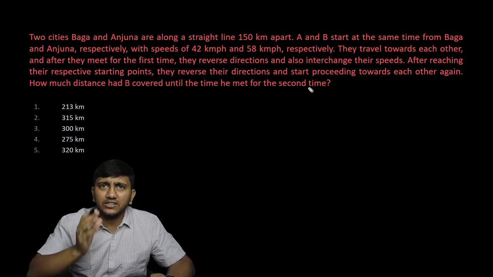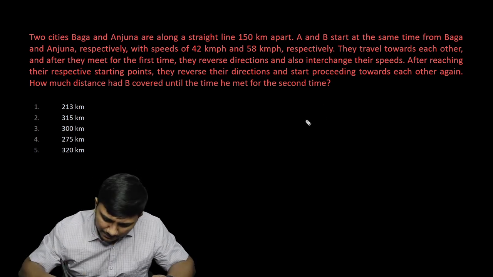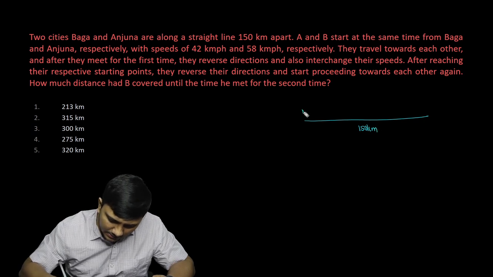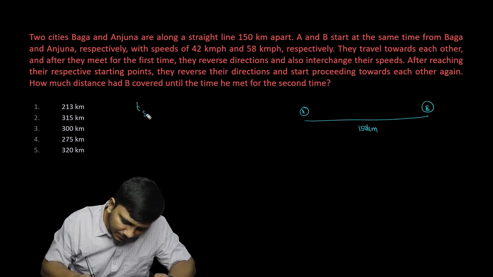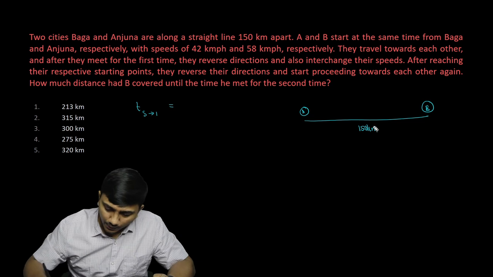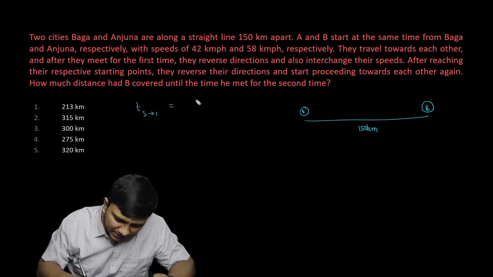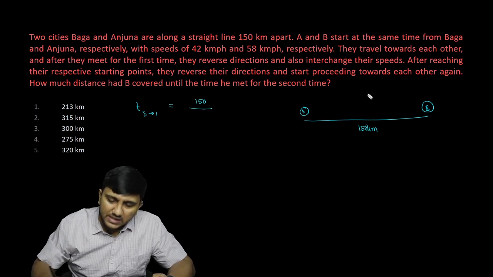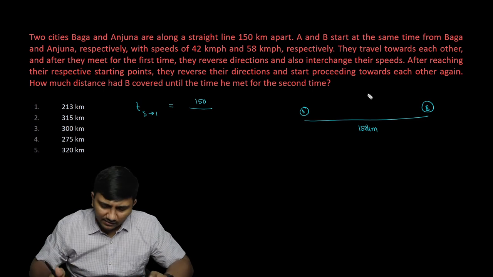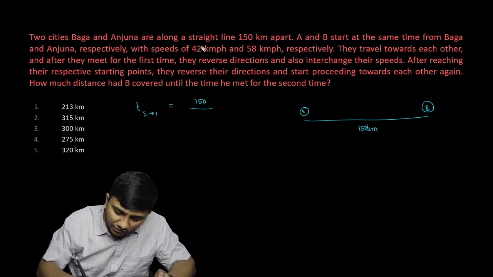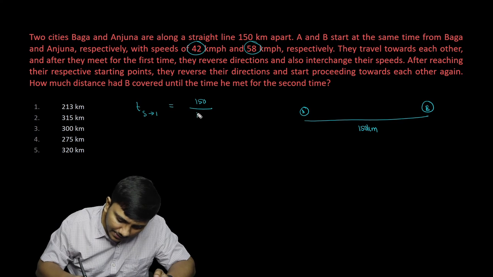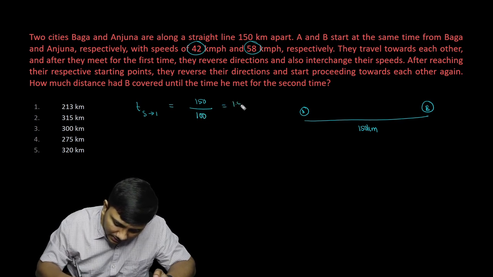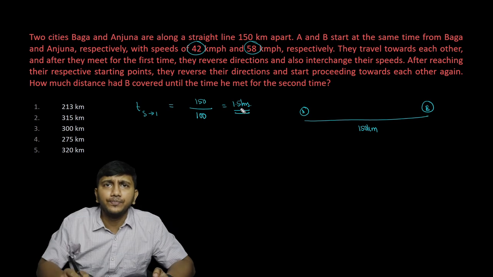Okay, so let's first find for the first time. It's going to be easier. First time meeting, they are separated by a distance of 150 kilometers. Let's say A is starting from here and B is starting from the opposite direction. The time taken from the start till the first time is what we are trying to find out. The total distance that they have to cover is 150. As they're going in opposite directions, you can take relative speed in this case. The sum of their speeds will be 42 plus 58, that is 100. That tells that they will take 1.5 hours to meet for the first time.